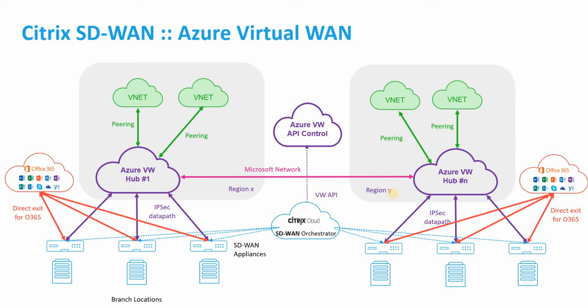So it will be of very high security and very high speed because of the Azure backbone, and hence we'll be able to get a better user experience for the applications that are hosted on the cloud and are being accessed by the branch office users who are sitting behind Citrix SD-WAN.